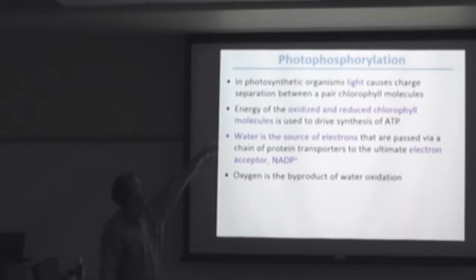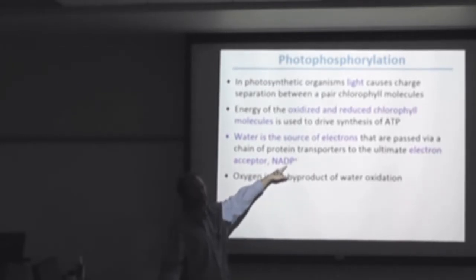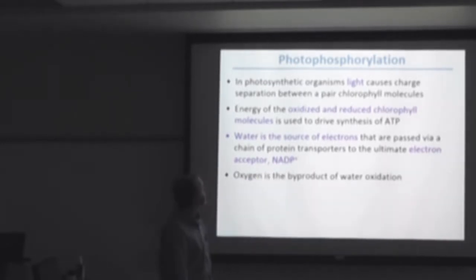So light causes a charge separation between chlorophyll molecules. So you boost electrons. Those electrons can then be transferred to a cofactor, NADP, to produce NADPH, and it reduces NADP. So the energy of the oxidized and reduced chlorophyll molecules is then used to drive the synthesis of ATP.